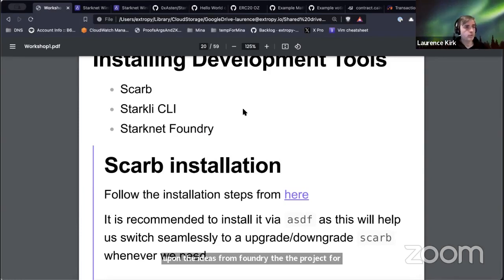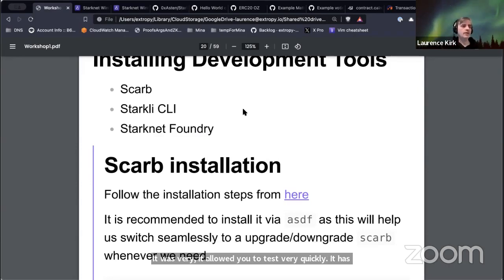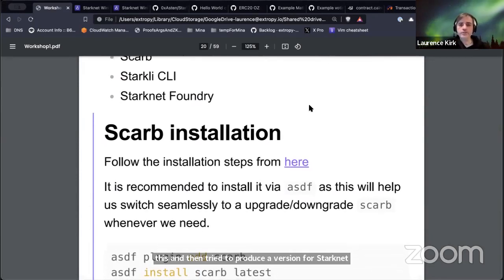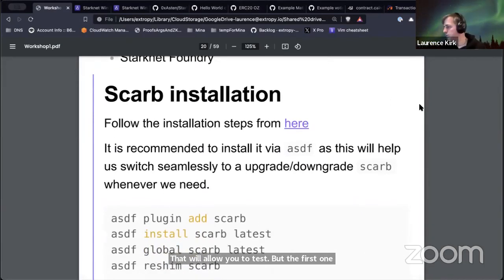It allowed you to test very quickly. It has some very useful tools, and so they've taken this and tried to produce a version for StarkNet that will allow you to test. But the first one anyway, Scarb. There's details here of how to install it.